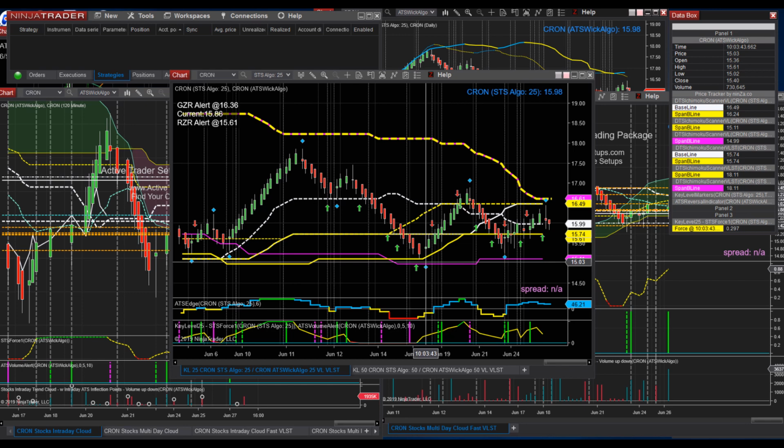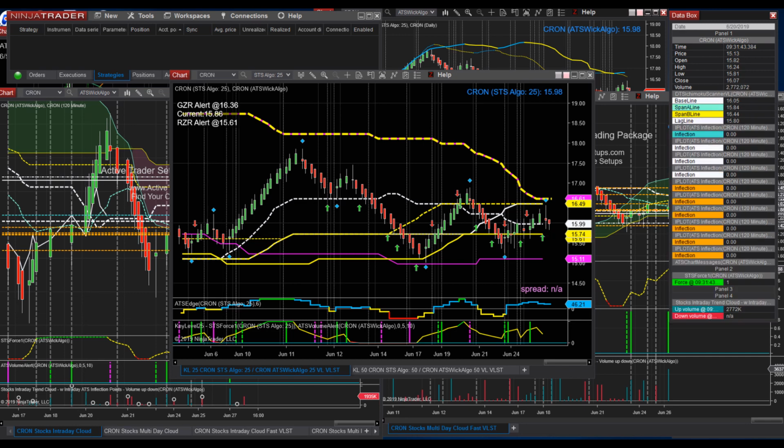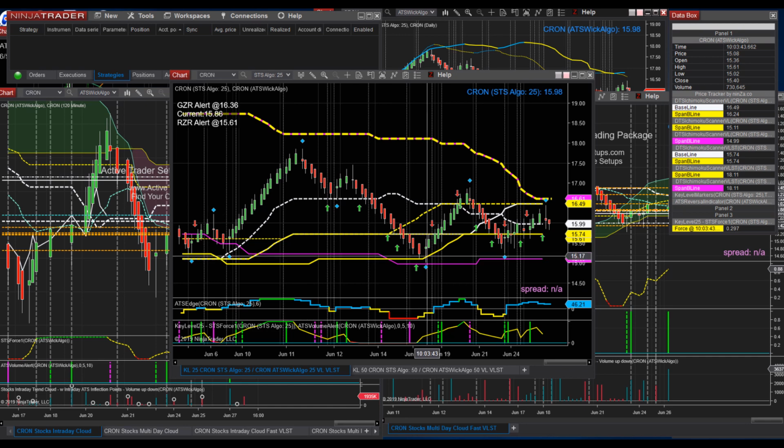Are you starting to see a pattern of how our cloud settings and our unique bars can give you some information that maybe you haven't been seeing? Now, does that mean this is going to bounce and go way up? We don't know that. We just have to react to what we see.